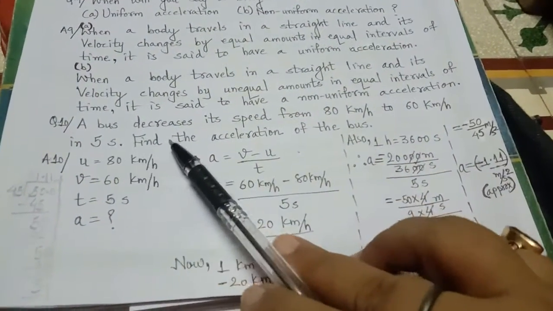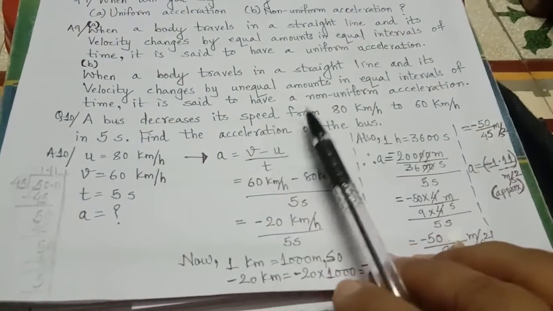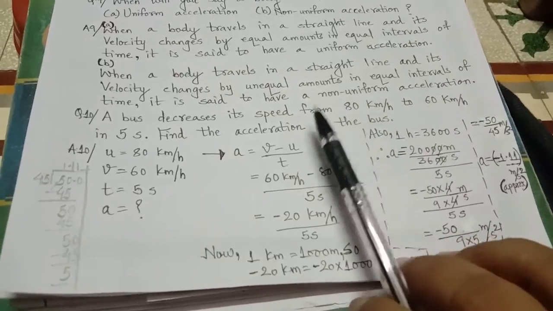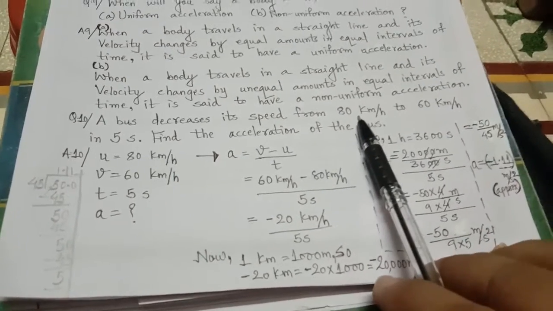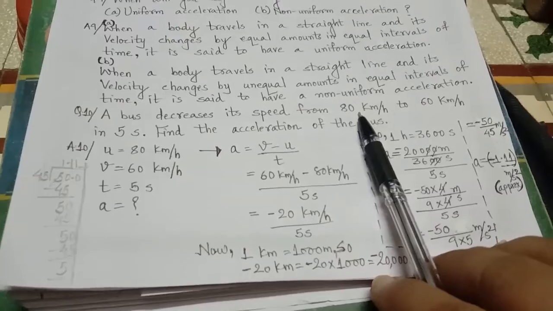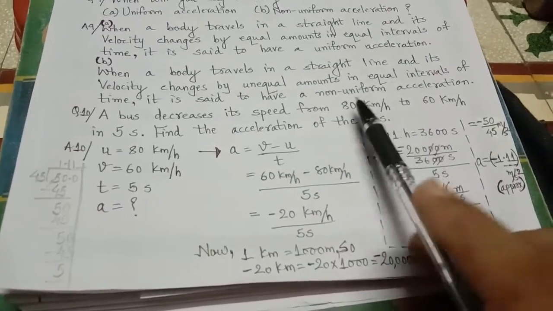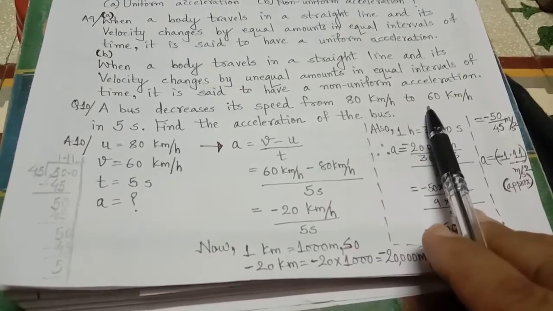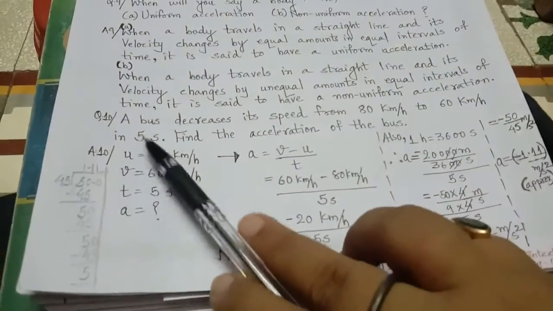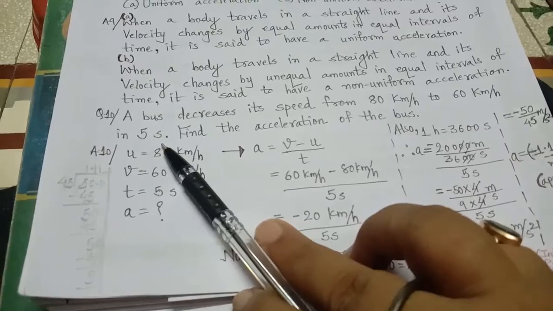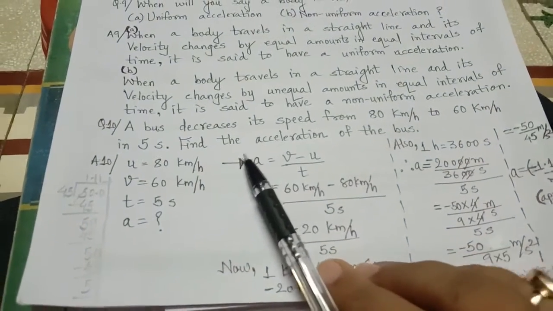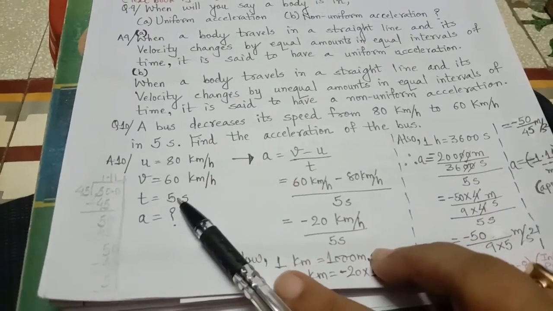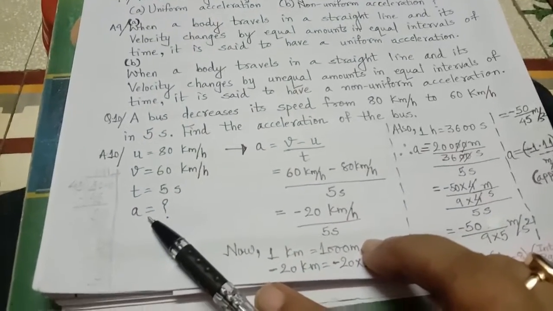A bus decreases its speed from 80 km per hour to 60 km per hour. It means initially the bus is at this speed and now it decreases to this. So initial velocity 80 km per hour, final velocity 60 km per hour in 5 seconds. Time is given 5 seconds. Find the acceleration of the bus. Initial velocity, final velocity, time are given, acceleration is to be found out.